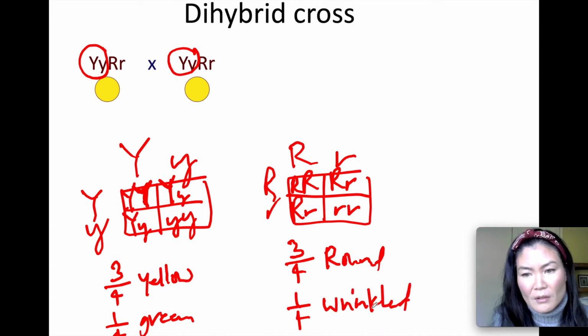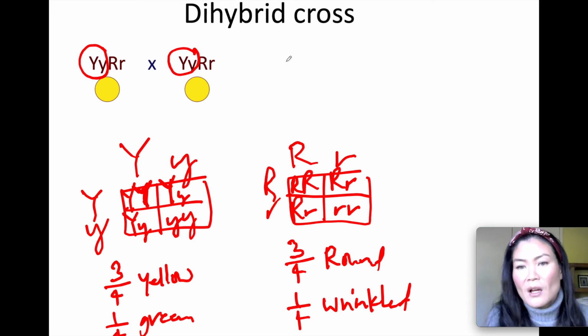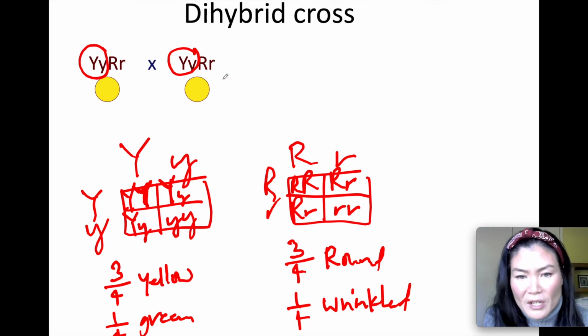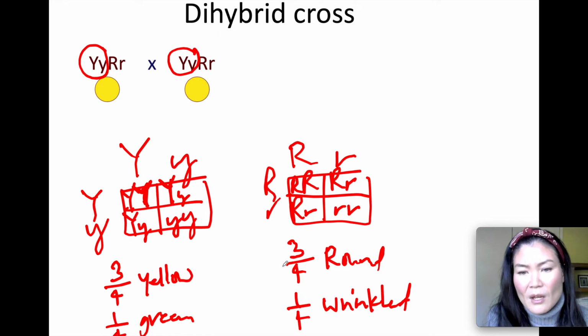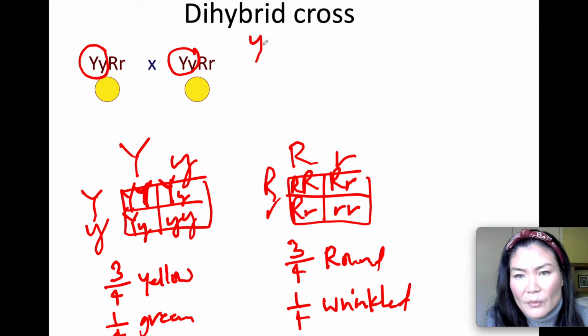Okay? All right, so what conclusion can we come to? Well, you're going to end up with offspring that are yellow and round, yellow and wrinkled, and green and round and green and wrinkled. So let's do yellow round first. How many is going to be yellow and round?